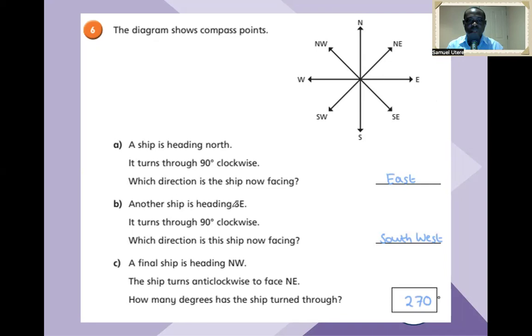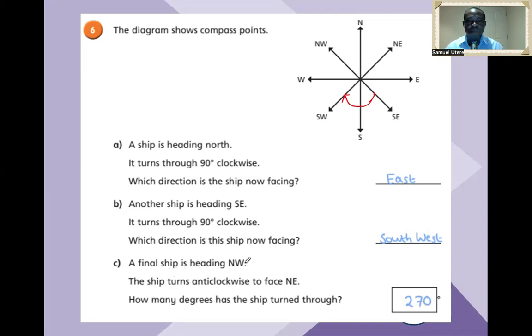Next, another ship is facing southeast. It turns through 90 degrees clockwise. Which direction is the ship now facing? So southeast, 90 degrees. The ship will now be facing southwest. Okay. Next one.